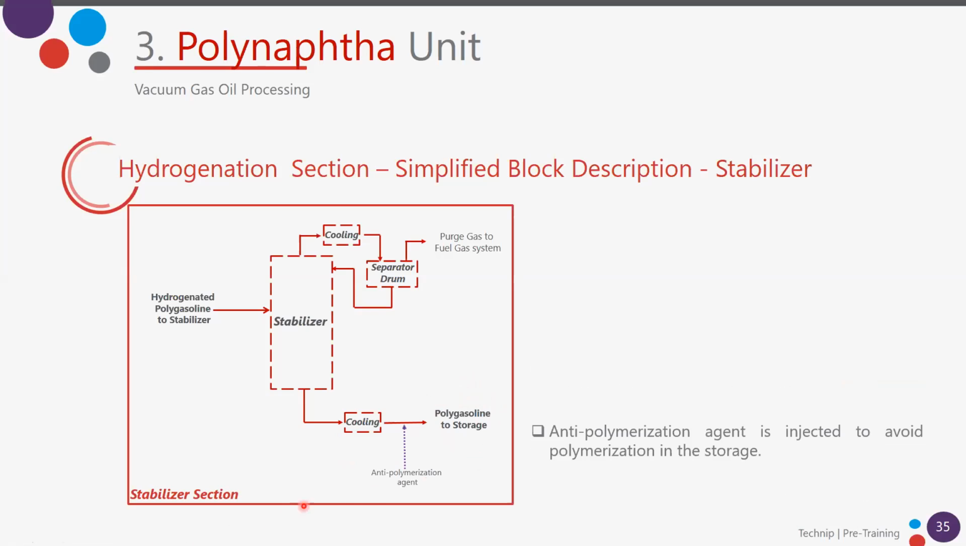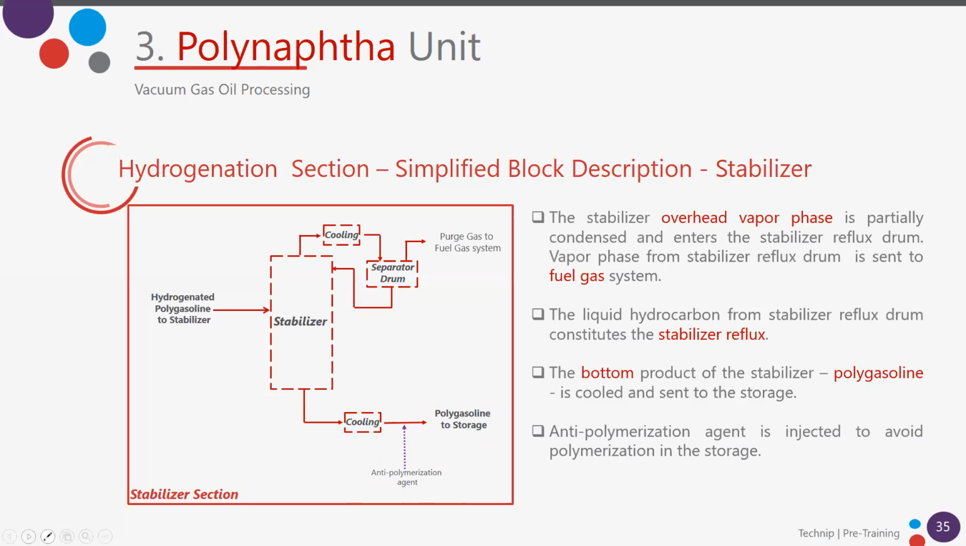In this case, also, an antipolymerization agent is injected here. Remember, these streams containing polymers and oligomers will tend to form gums if you store them for a longer period of time. So you will add some anti-polymerization agent here before sending it to the storage. So this is the stabilizer section of this hydrogenation section of the polynaphtha unit.